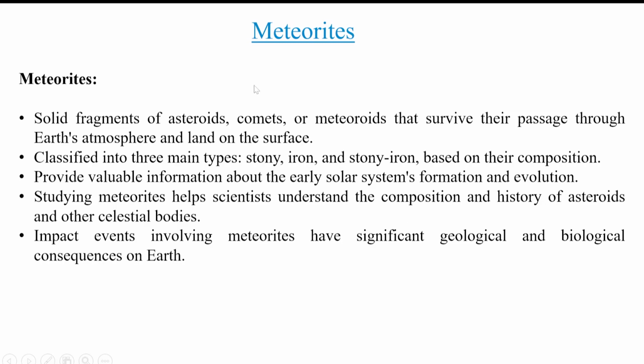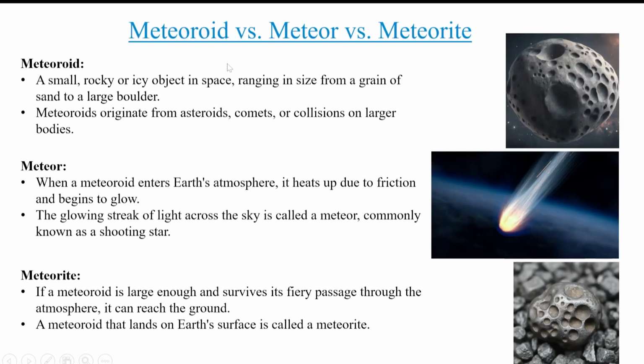So we will also look at the biological consequences when we talk about the geological time scale and the periods of different mass extinctions related to the impact of meteorites. There are three terms that are generally used along with meteorites: meteoroid, meteor and meteorite. The difference is that meteoroids are nothing but small rocky or icy objects in space, ranging in size from a small grain of sand to a large boulder. Meteoroids originate from asteroids or comets or collisions of larger celestial bodies.